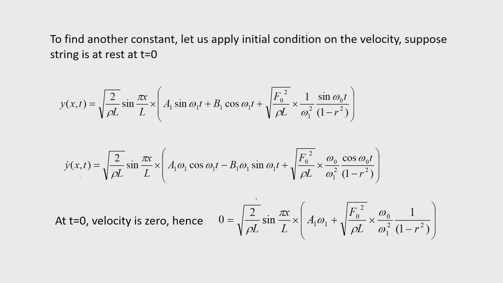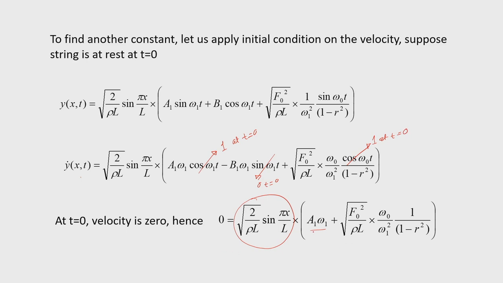The space function appears as a constant value because we are substituting only the value of t. So a1 omega 1 is found. At t equal to 0, cos omega naught t is 1 because cos 0 is 1, the sine term becomes 0 at t equal to 0, and this is also 1 at t equal to 0. So we are ultimately getting this equation.